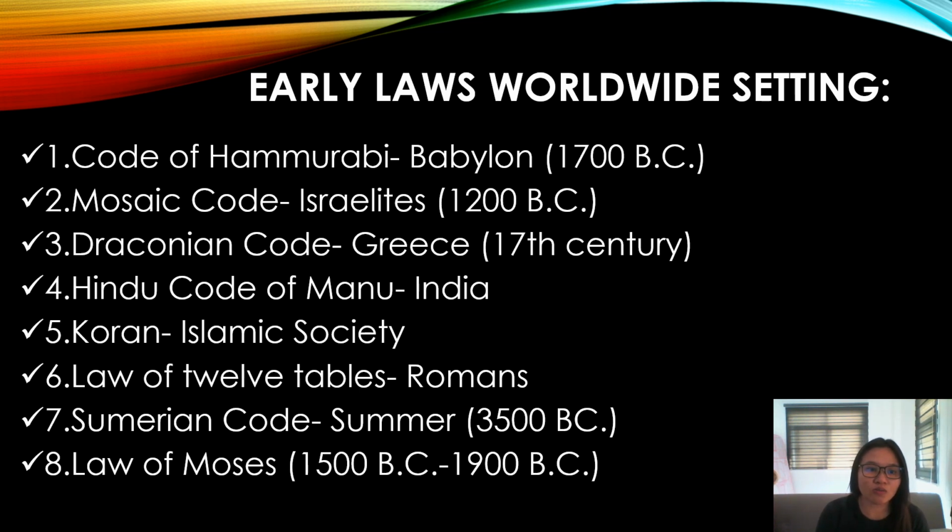And then we have the so-called Mosaic Code of Israelites. Okay, noong 12,000 BC. Then we have the so-called Draconian Code from Greece noong 17th century. Hindu Code of Manu in India. Quran, syempre, Islamic Society. Then Law of 12 Tables by the Romans. And Sumerian Code, okay, doon sa Sumer nung 3,500 BC. And the Law of Moses noong 1,500 BC to 1900 BC. So, yan yung mga early laws natin. Okay, yan yung mga law natin noon. Okay, entire na worldwide.